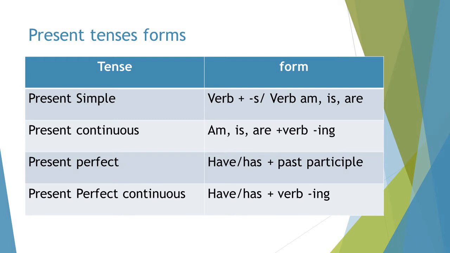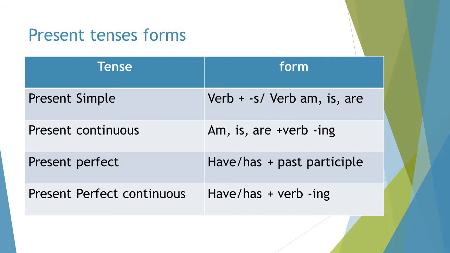Okay, I will start with reviewing present tenses forms. In the present simple, when we are referring to one person, we add the third person singular s to the verb, but we don't add it when we are referring to more than one person. Or we can use verbs to be, which are am, is, and are. In a present continuous, we use the verb to be am, is, are, plus the verb with ing.